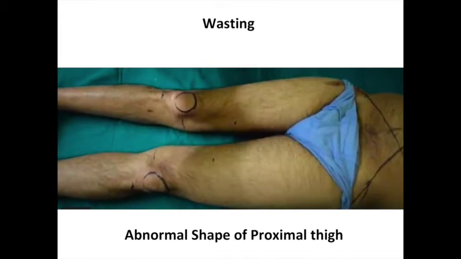And there is a peculiar type of abnormal shape of the proximal thigh. If you observe in this patient, the proximal thigh is more outward and prominent in the upper part, which is due to the malunited varus orientation of the proximal femur.